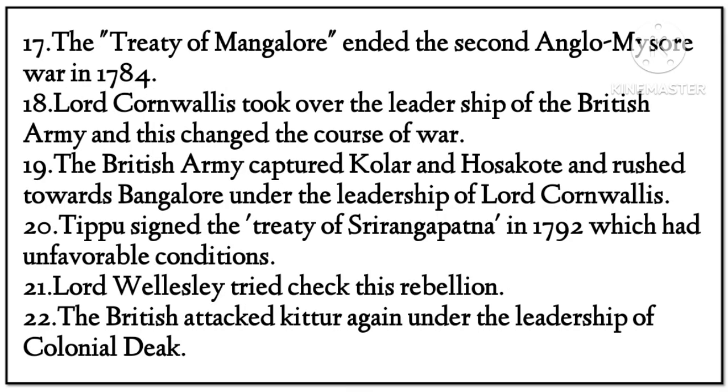Next, the Treaty of Mangalore ended the Second Anglo-Mysore War in 1784. Lord Cornwallis took over the leadership of the British Army and this changed the course of the war. The British Army captured Kolar and Hoskote and rushed towards Bangalore under the leadership of Lord Cornwallis. Tipu signed the Treaty of Srirangapattanam in 1792, which had unfavorable conditions.